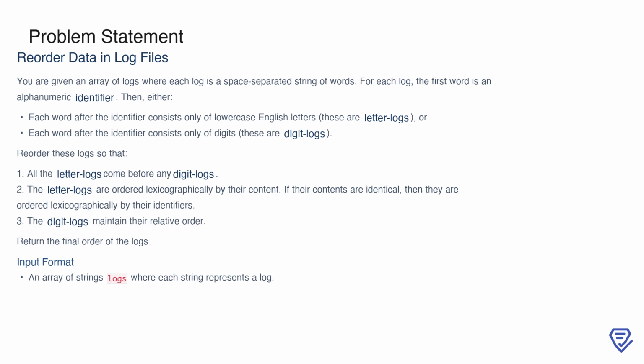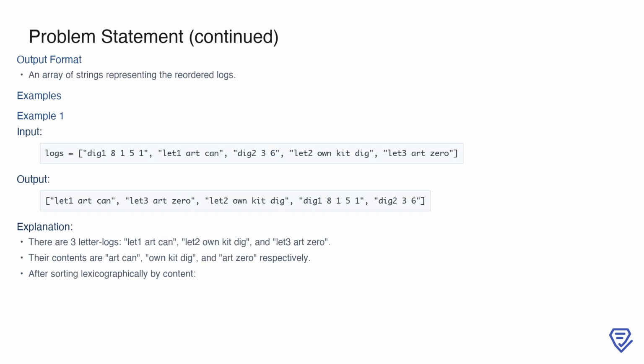The task is to reorder these logs based on certain rules. First, all the letter logs should appear before the digit logs. Second, the letter logs must be sorted lexicographically by their content. If there is a tie in content, they should be sorted by their identifiers. Finally, the digit logs should maintain their original relative order. Once reordered, the function should return the resulting array of logs. The output of the function is also an array of strings, which represents the reordered logs.